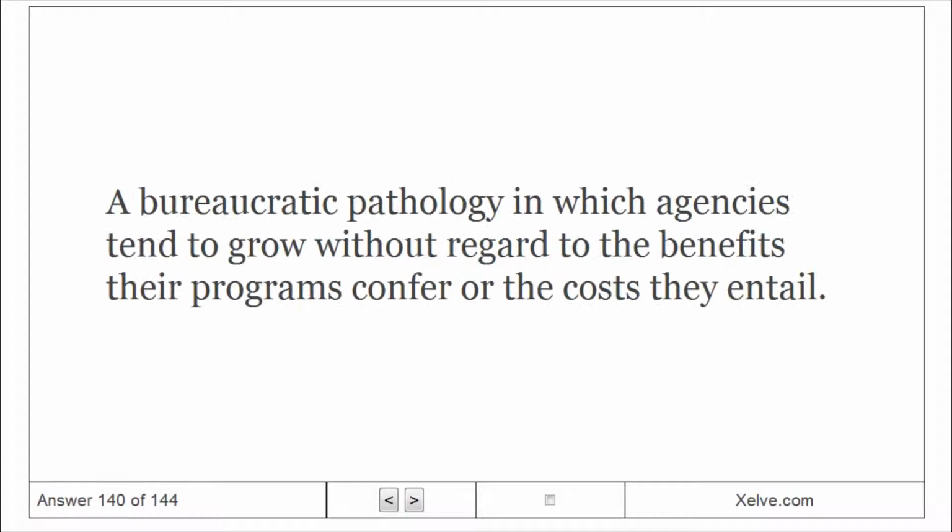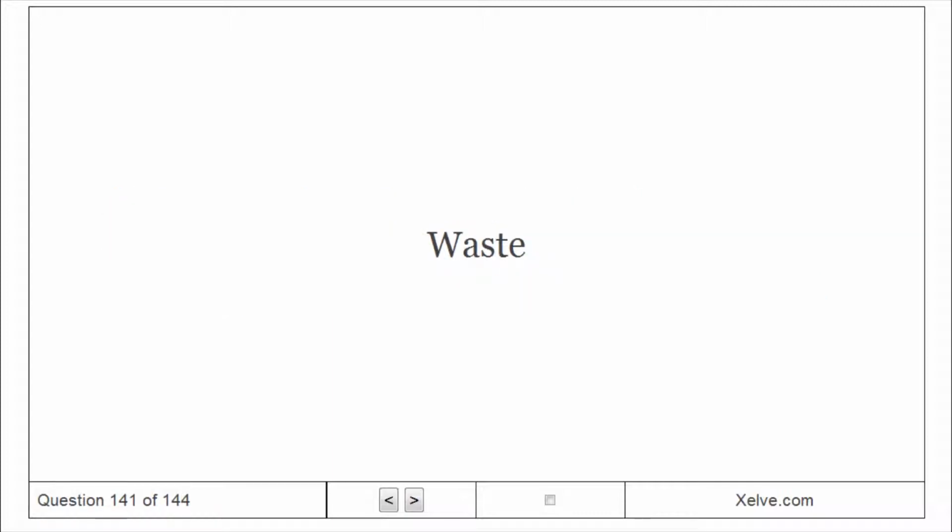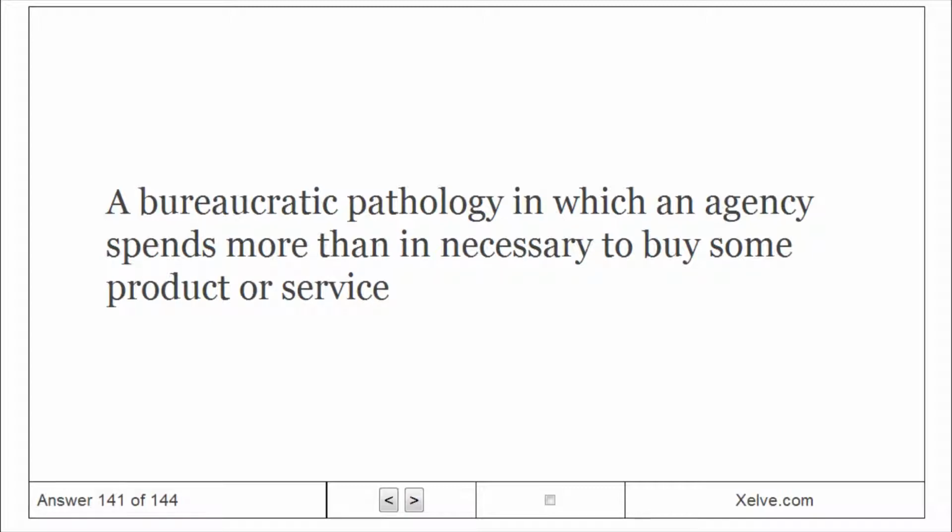Imperialism. A bureaucratic pathology in which agencies tend to grow without regard to the benefits their programs confer or the costs they entail. Waste. A bureaucratic pathology in which an agency spends more than is necessary to buy some product or service.